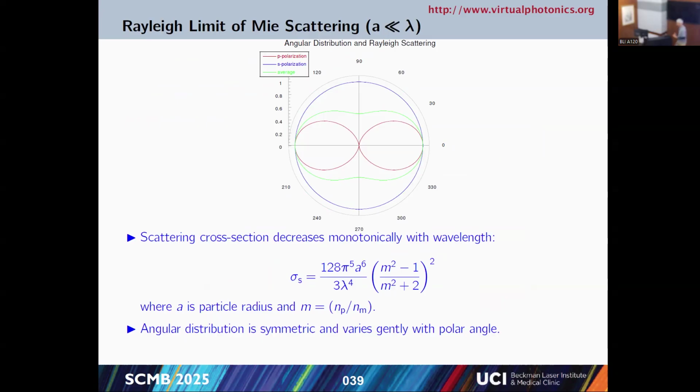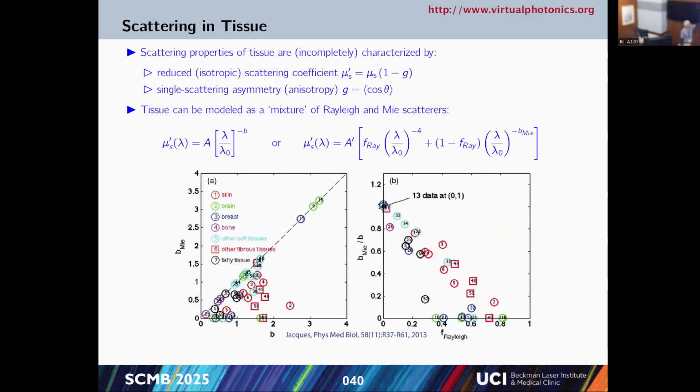So looking at mu-s by itself is not a particularly useful metric to understand how far light has to propagate before the directionality is lost. What's called the reduced scattering coefficient is what we use. We multiply mu-s, which is the density of scatterers in the medium, times a parameter called 1 minus g.